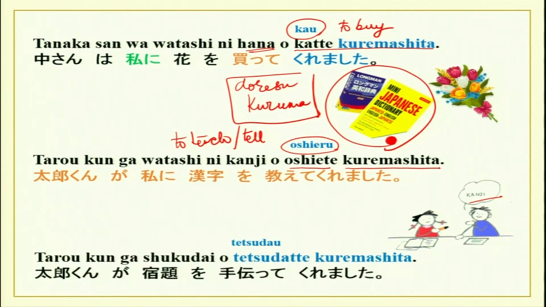Now, Taro-kun ga shukudai o tetsudatte kuremashita. So, the verb is tetsudau, to help. Taro-kun helped me to do the shukudai. So, he helped and I received the favor of him helping me finish my shukudai.